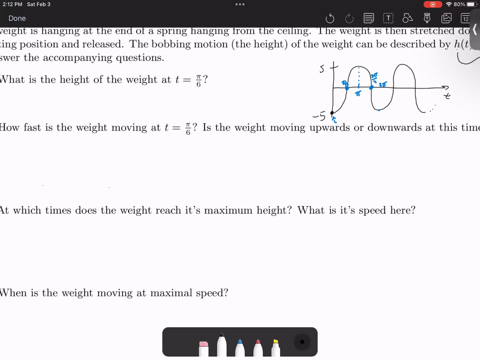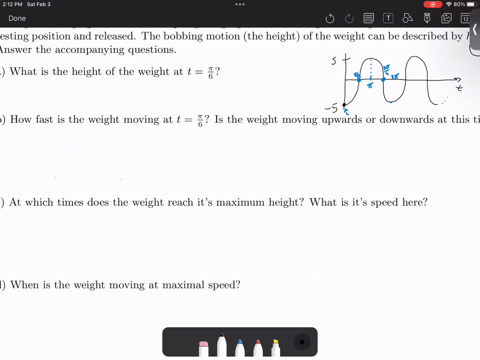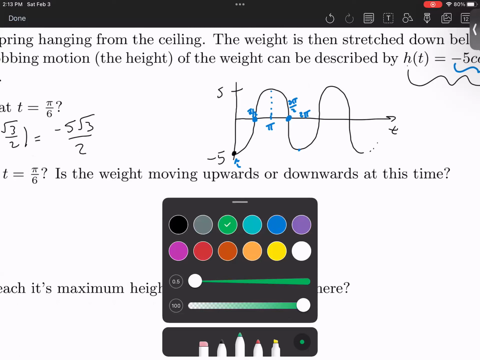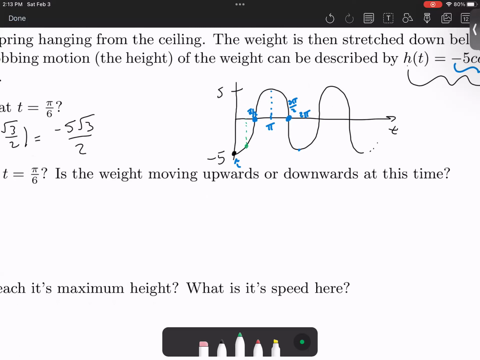And let's answer some questions. This first question doesn't have anything to do with calculus. What is the height of the weight when time is equal to pi over 6? So, hey, height function, what are you when time is equal to pi over 6? So at pi over 6, cosine returns square root 3 over 2. So we have -5 square root 3 over 2. So let's go to our graph and let me switch colors. So here at pi over 6, the height is -5 square root 3 over 2.